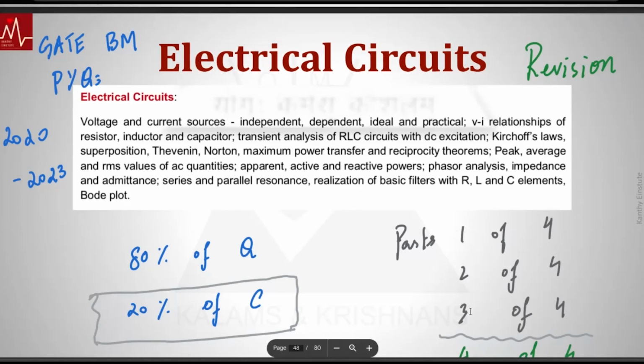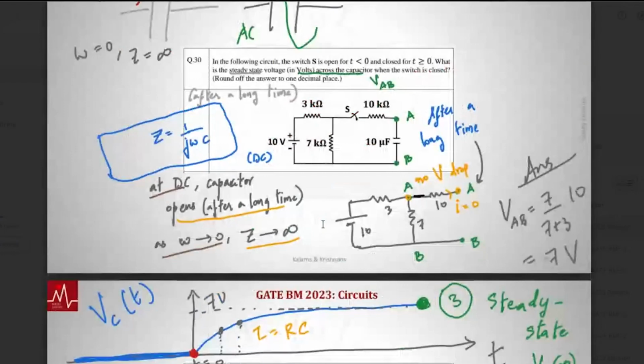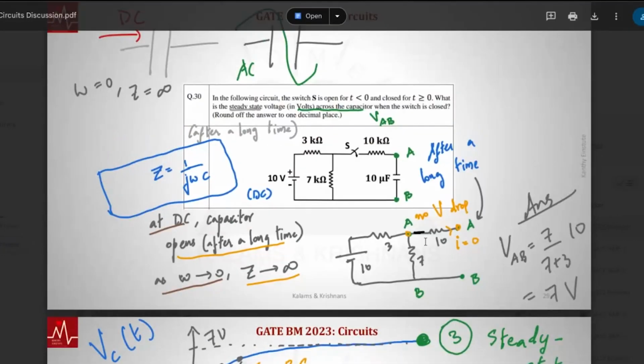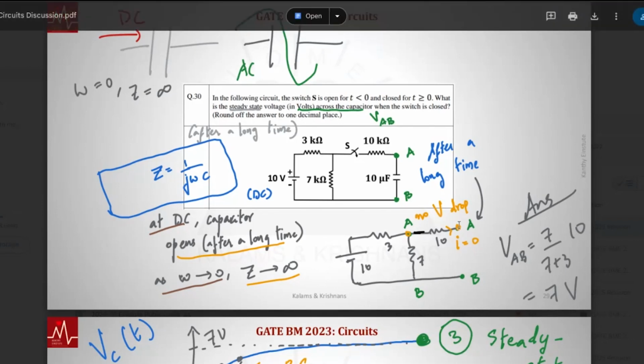Part 1 to 3 is already available. What I'm going to do now is this part 4. Hey, we did the steady state of this. In the steady state, this capacitor opens up, and then we found the voltage across the capacitor.